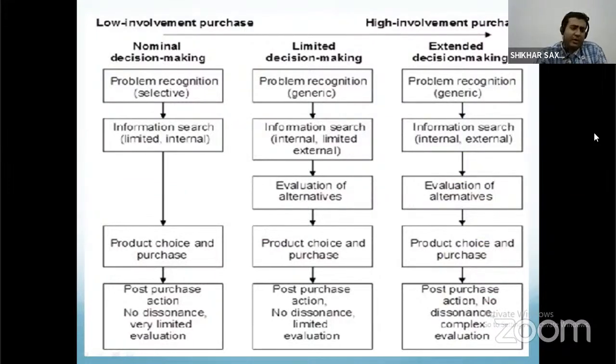First, we discuss nominal decision making: problem recognition, information search, product choice and purchase, post purchase action, no dissonance, very limited evaluation. Limited decision making: problem recognition, it is generic, information search, evaluation of alternatives, product choice and purchase, post purchase action, no dissonance, limited evaluation. Extended decision making: problem recognition, generic, information search, evaluation of alternatives, product choice and purchase, post purchase action, no dissonance, no complex evaluation.